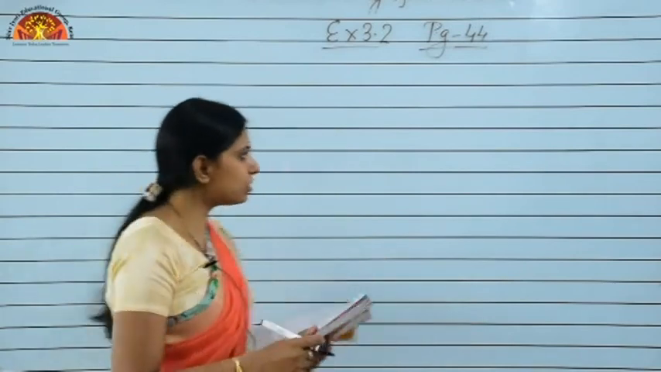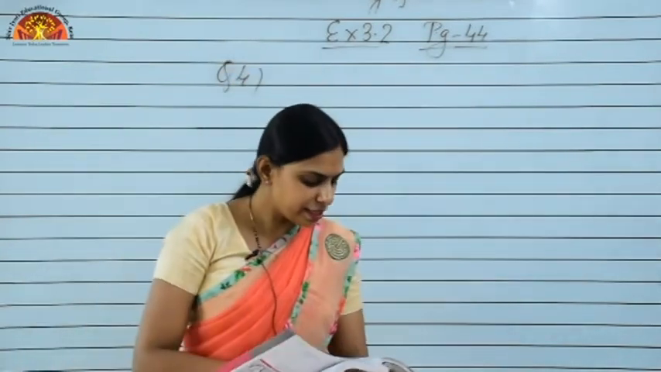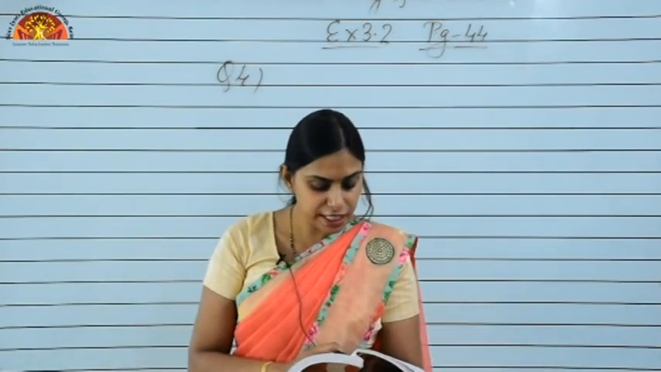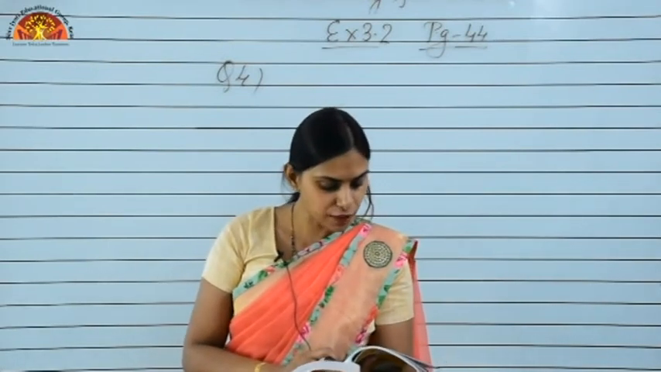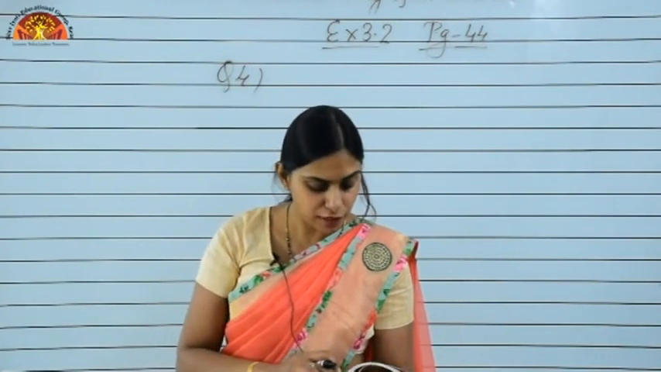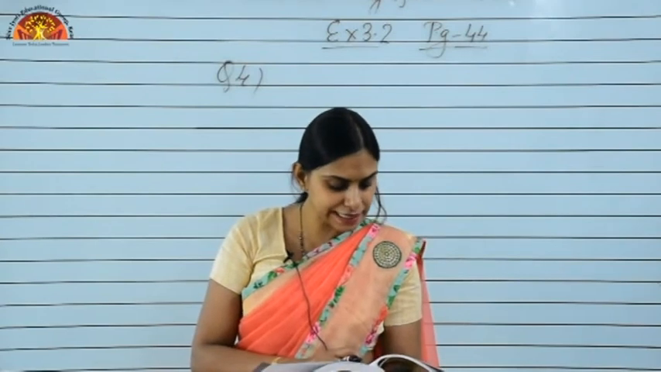So please read the question. It's question number 4. How many sides does a regular polygon have if each of its interior angles is 165 degree? Now what you have to find? You have to find the number of sides of a regular polygon. And what has been given to you? You have been given the measure of its interior angle.